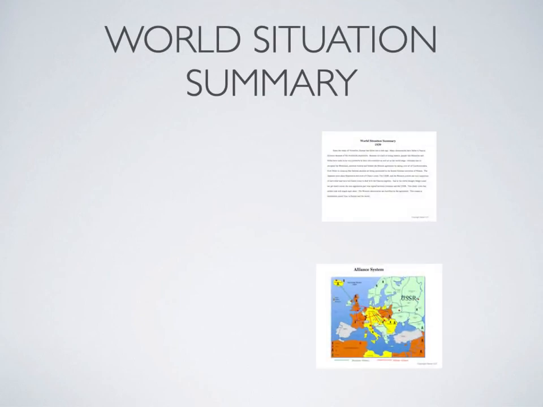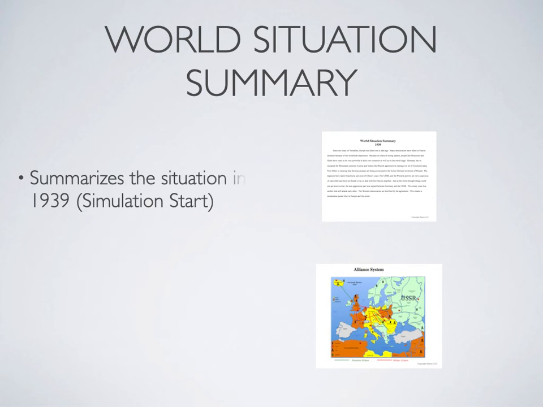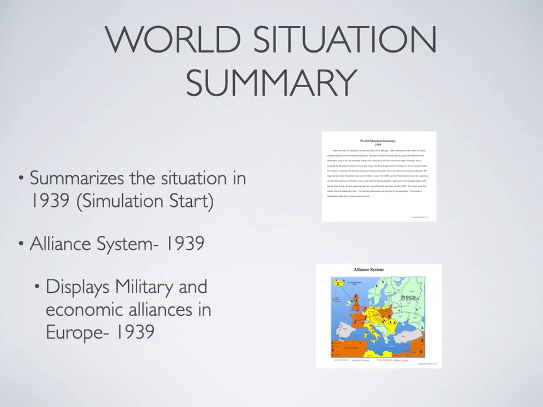One of the first things that will be read as we start is the World Situation Summary, and it basically just summarizes the political situation in 1939. It shows military and economic alliances that were in place at the start of the war in 1939 as well.